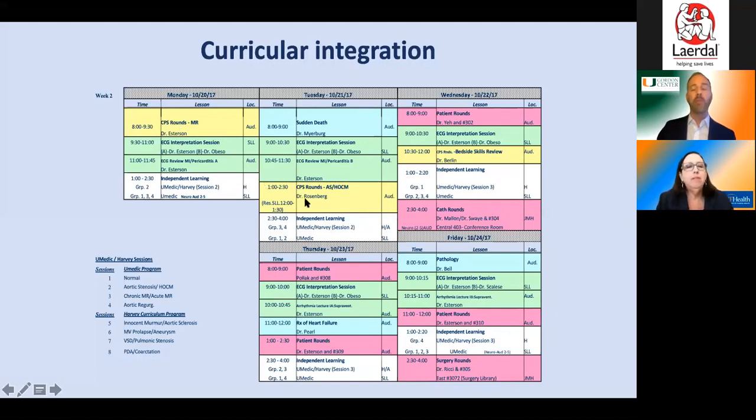So a couple times a week, led by the instructor, they'll get a little presentation, in this case on mitral regurgitation, the next day on aortic stenosis, have a little review session later. But every day, you'll notice that there are white sessions where for an hour and a half or so, they meet in small groups, and we've laid out here which of the Harvey curriculum programs or UMedic programs we'd like them to go through on their own.